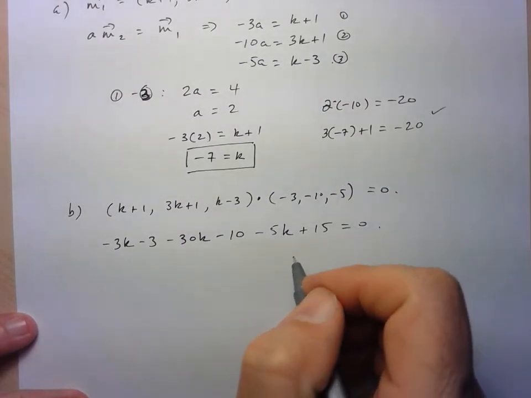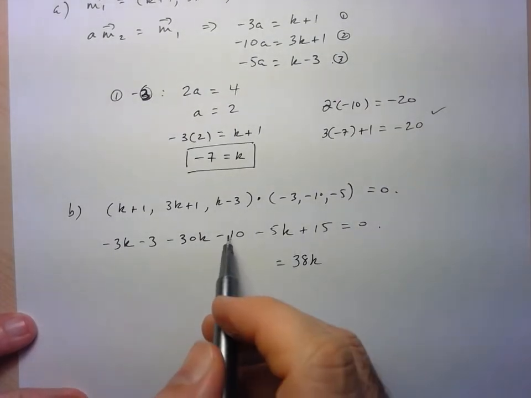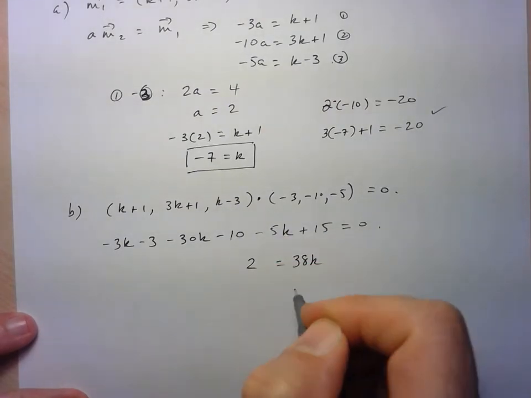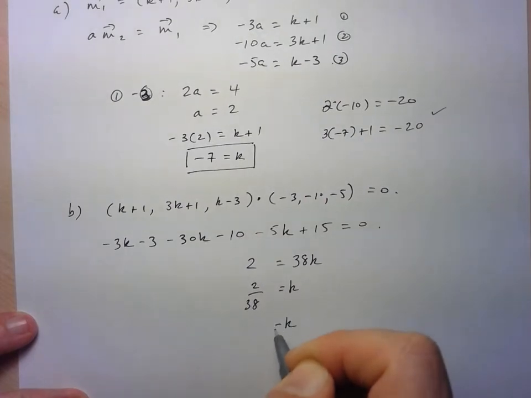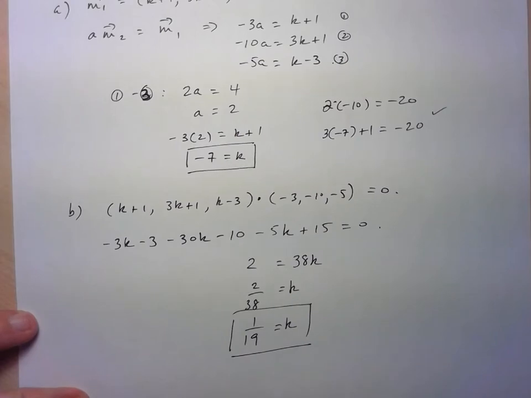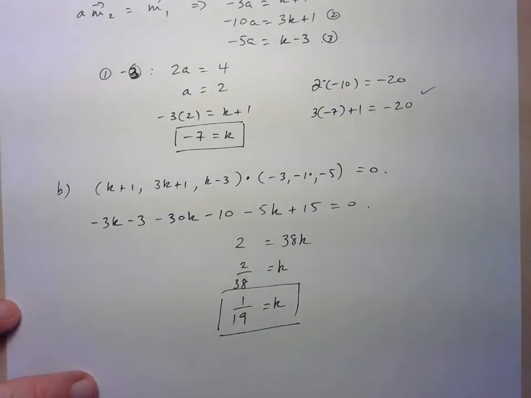So I'll bring that to the other side of the equation, 38k. And here negative 3, negative 10 plus 15 is 2. So k needs to be equal to 2 over 38, and of course that should be simplified to 1 over 19. Here we see that there is an answer and there's only one answer that works.